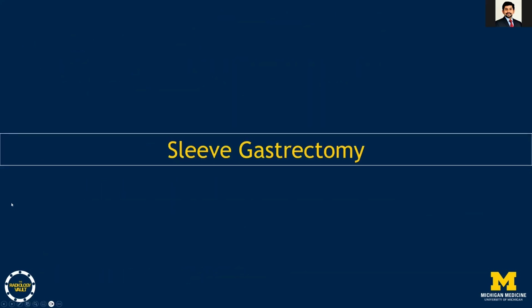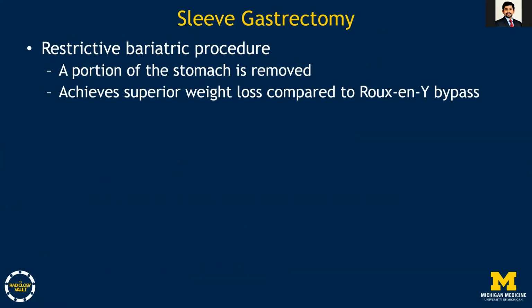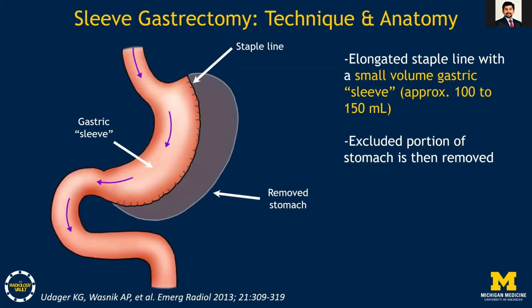Sleeve gastrectomy. Sleeve gastrectomy is a restrictive bariatric procedure in which a portion of the stomach is removed. It has been shown to achieve superior weight loss compared to some of the procedures that are commonly done, such as Roux-en-Y gastric bypass. However, remember, this is an irreversible procedure. So here is an illustration demonstrating a sleeve gastrectomy.